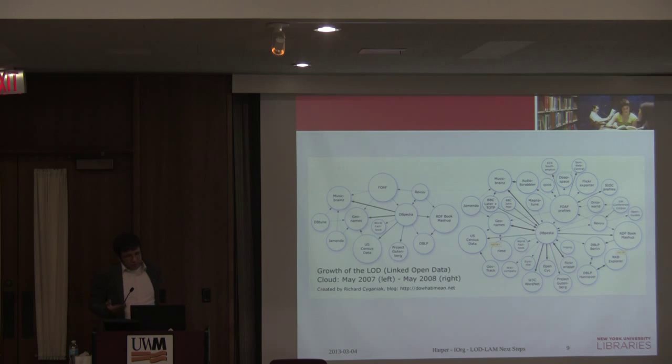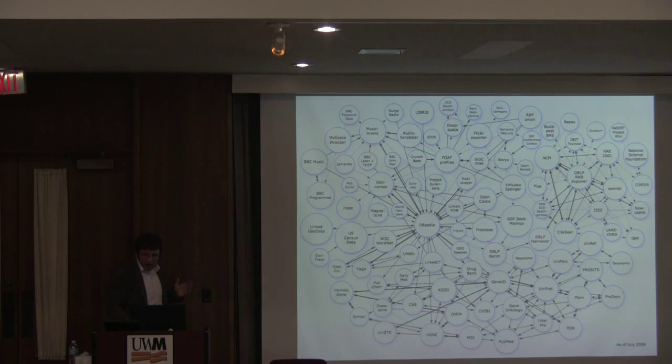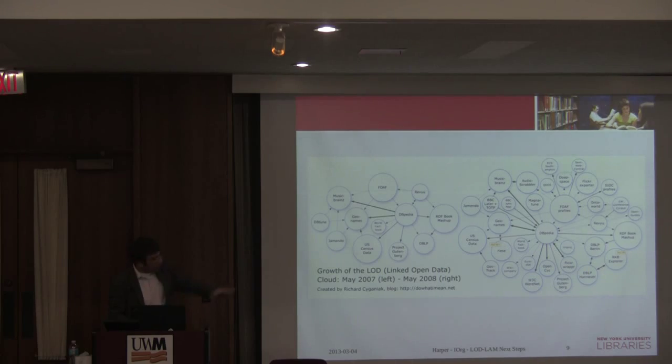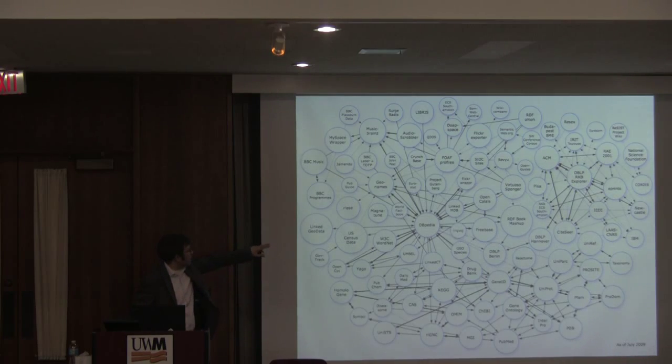So when these principles came out, the picture of how much linked data was in the world kind of looked like that thing on the left. There were maybe 7 or 10 sources of data. Within the next year, it had become that thing on the right. And then a year later, it kind of looked like this. And you'll notice that at the middle of all of this is something called Wikipedia, which I'll be talking about shortly.